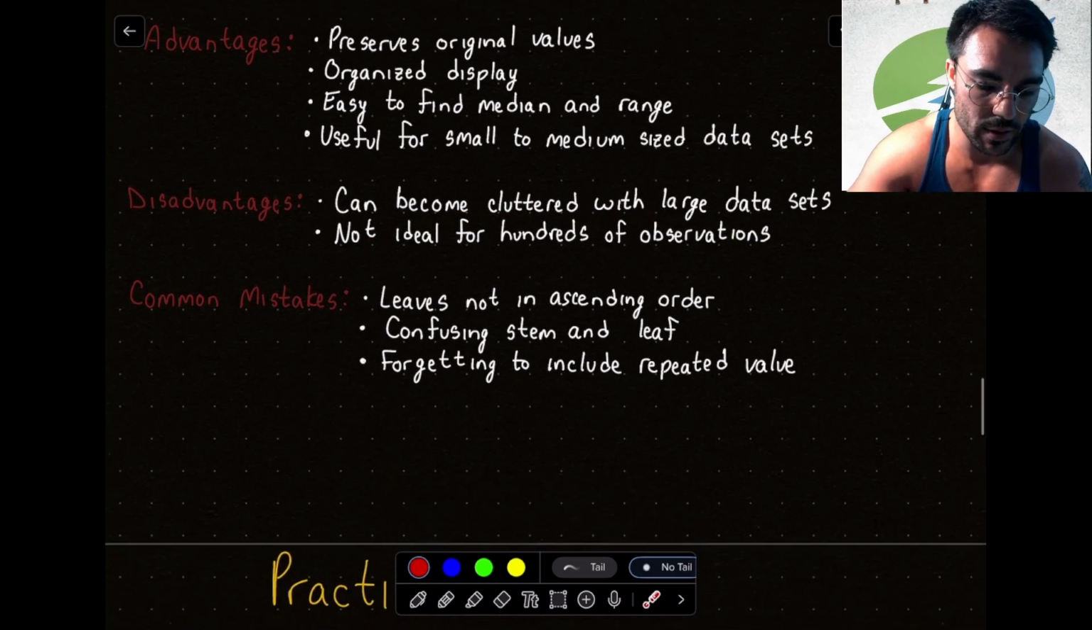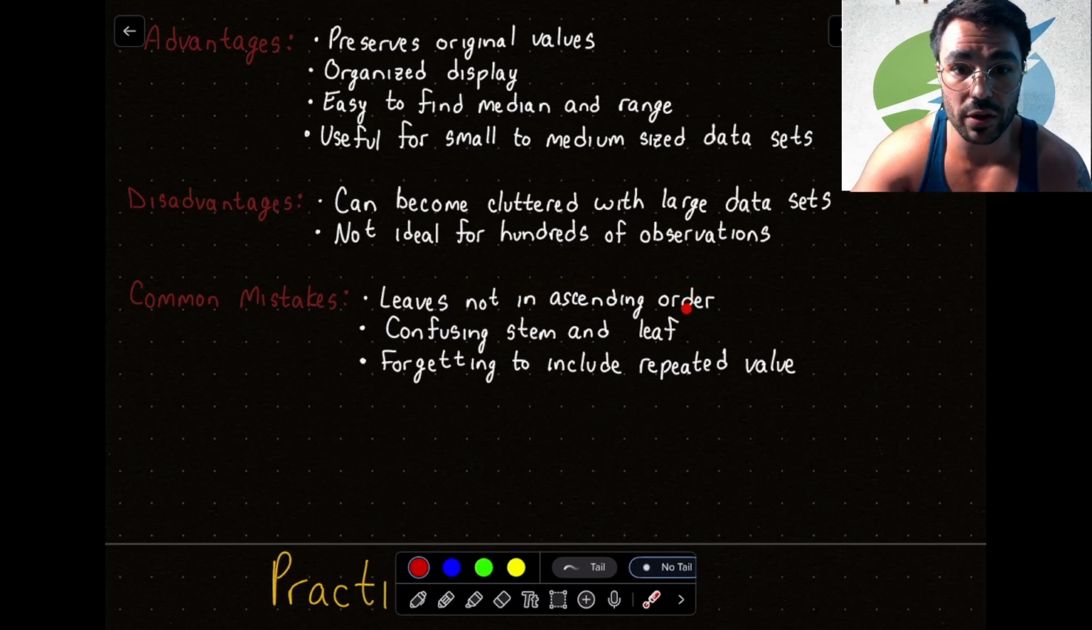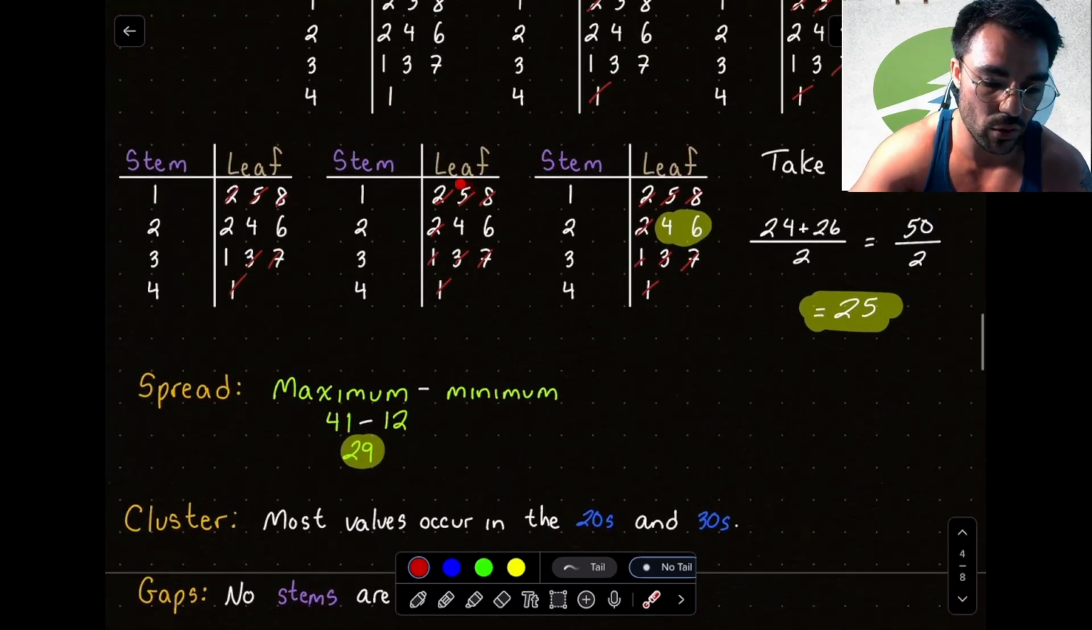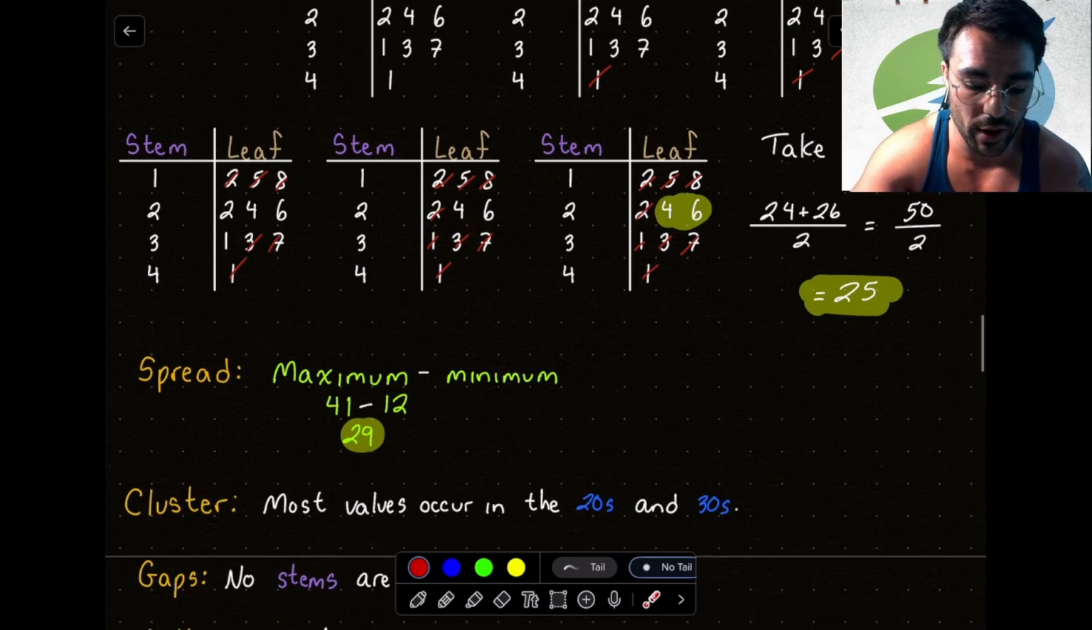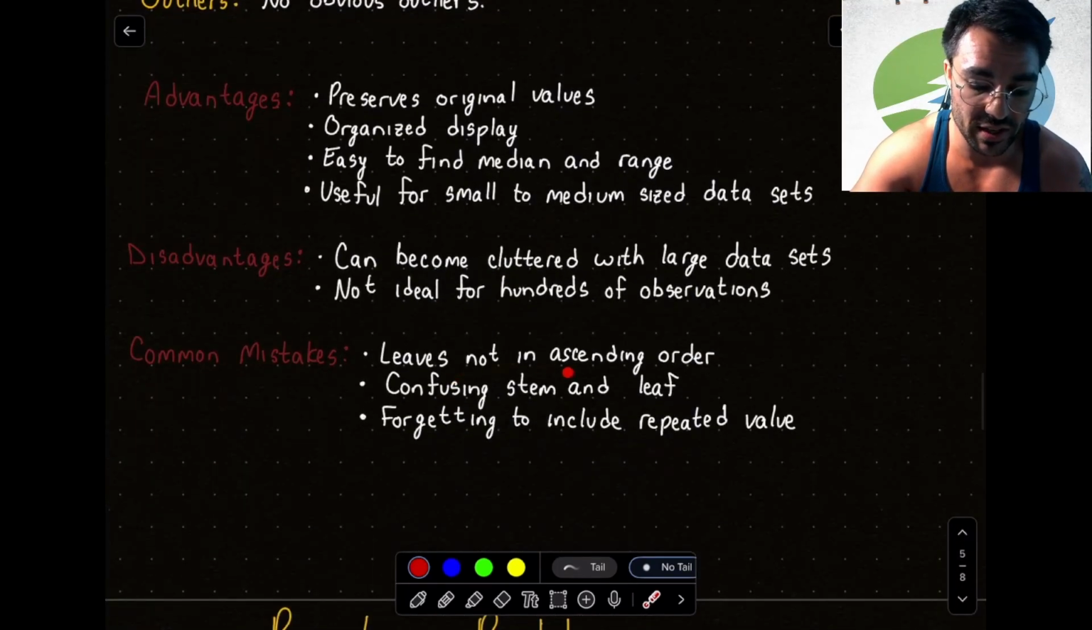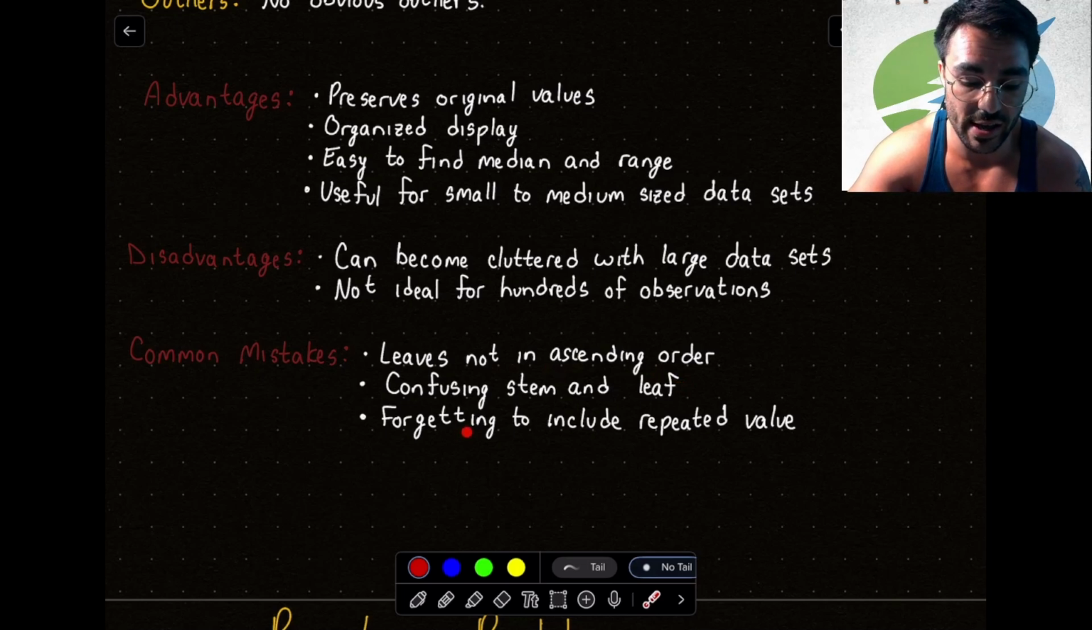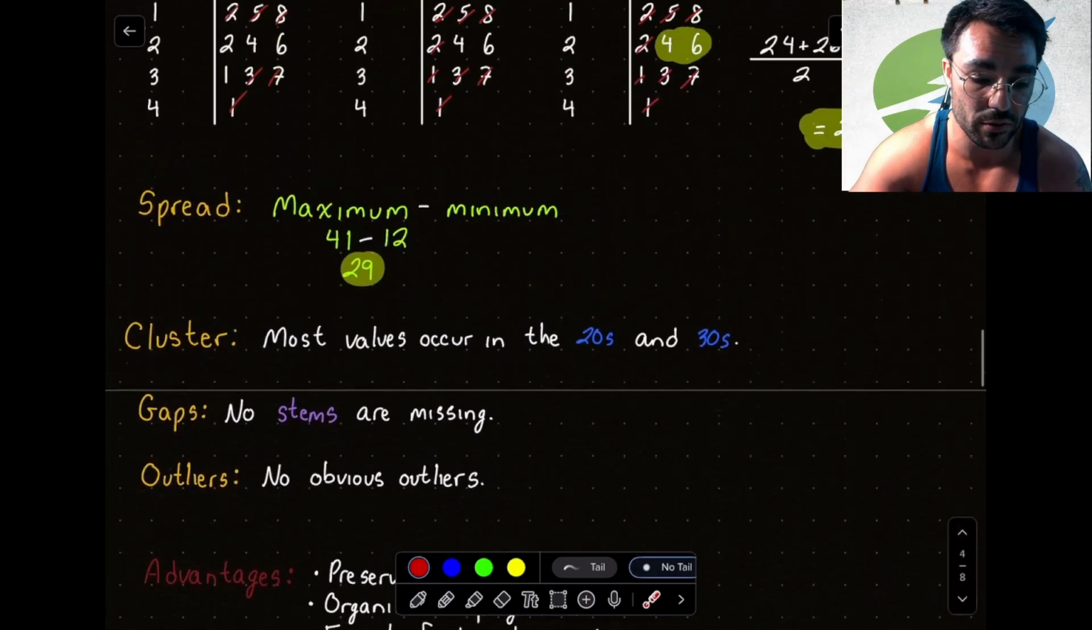Common mistakes, excuse me. Leaves not in ascending order. It's very important that our leaves over here are in increasing order. Makes it easier on the eyes when we look at it. Mixing up the stem and leaves, that's a common mistake. And the biggest one I see is forgetting to include repeated values.